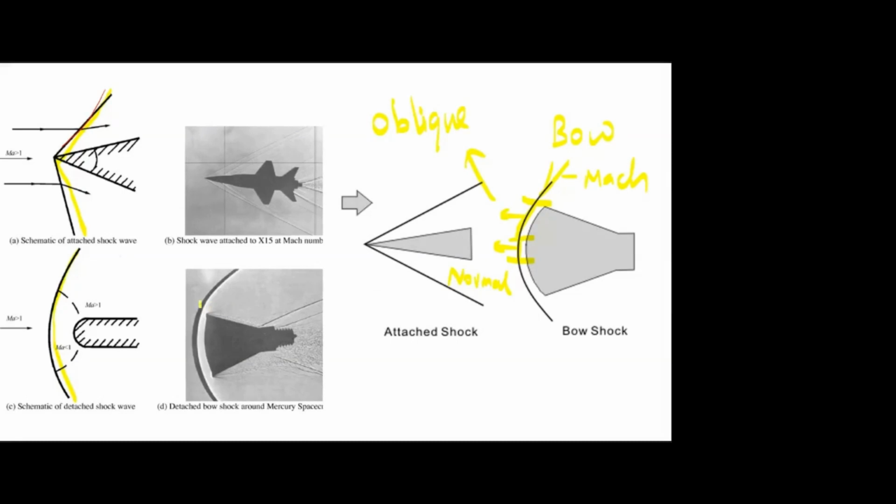So the bow shock is the combination of different shocks. The center region is a normal shock, and this inclined part is the oblique shock. After that, the strength decreases and finally it will vanish. This is called a Mach wave.